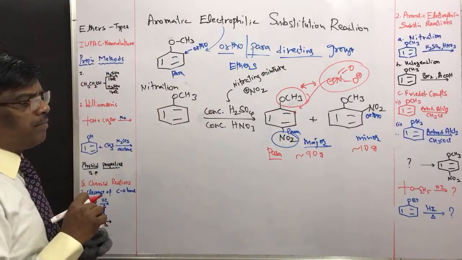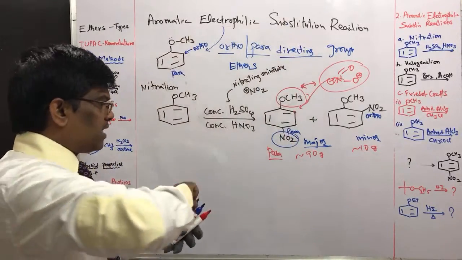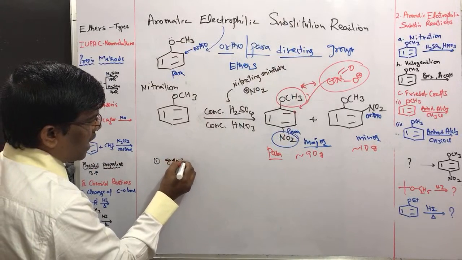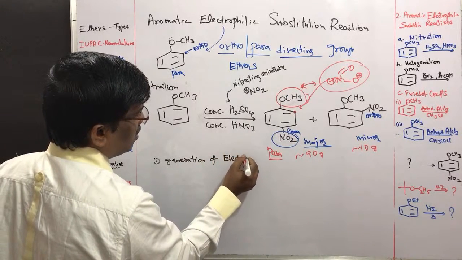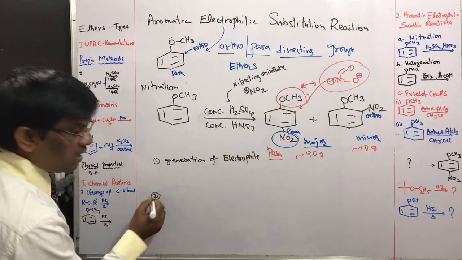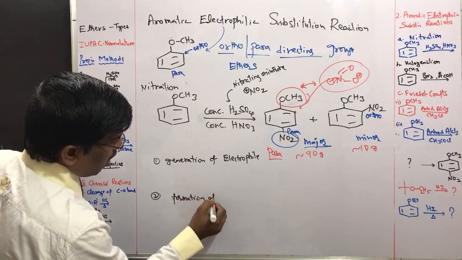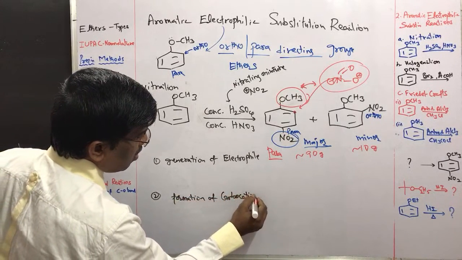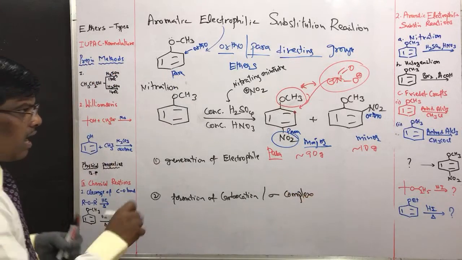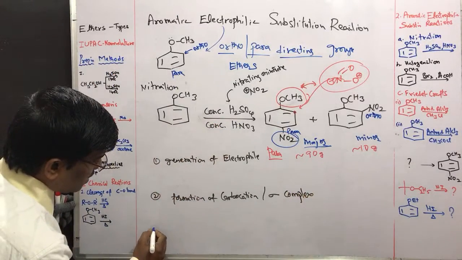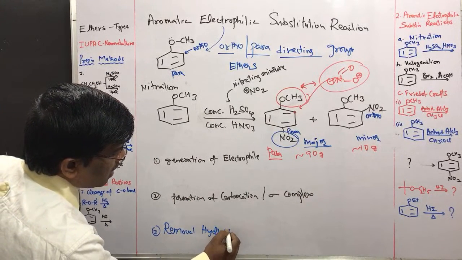And what is the mechanism? In all electrophilic aromatic substitutions there will be 3 steps. The first step is generation of the electrophile. What is the next step? The second step is formation of the carbocation or sigma complex. I am writing the mechanism steps. The third step is removal of hydrogen from the sigma complex.